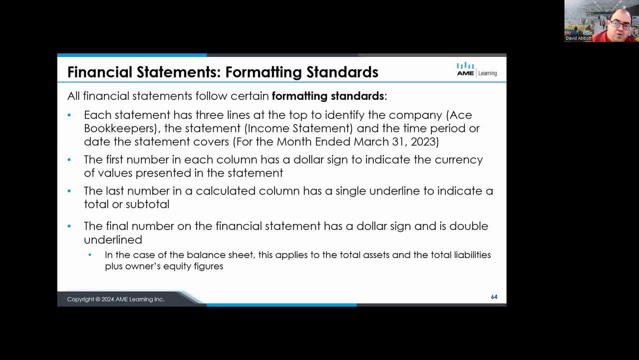Now, the first number in each column is going to have a dollar sign in order to indicate the currency of values that are represented by the statement. And this is important because you might have a company that is a multinational corporation that has operations in more than one country. They might be reporting operations in one country in one currency and in another country operations in another currency.